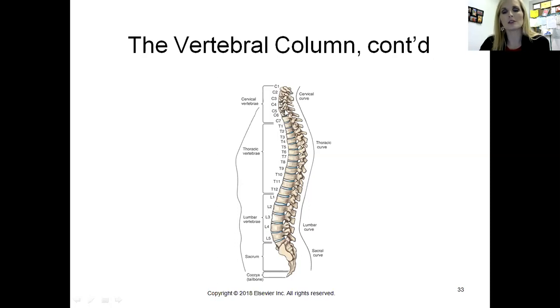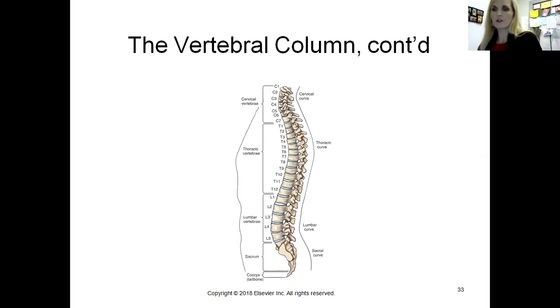So at the top here, this is the bones of our neck. These are referred to as cervical. If you remember, we talked about how the cervical region of our body is our neck region. We'll see cervical come up pretty often, but our cervical backbones are the ones at the neck. So the cervical vertebrae.